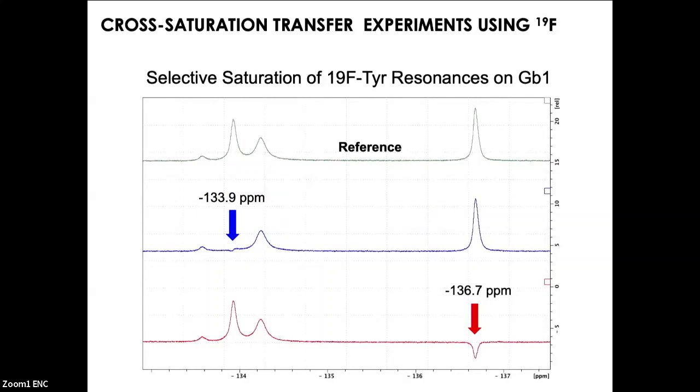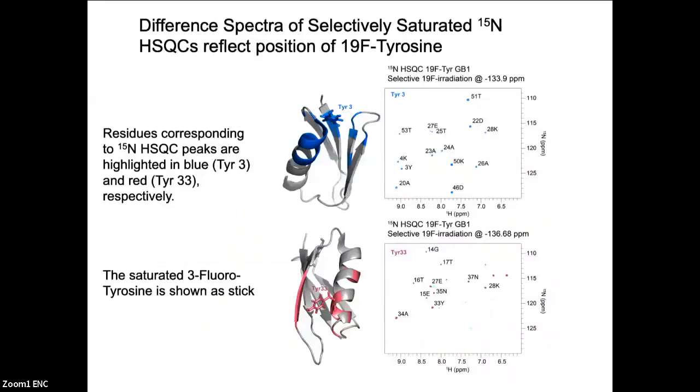In the case where your fluorine resonances are far apart, like you have in GB1, you can selectively saturate one of the fluorine resonances and then record an HSQC on and off resonance. Now you'll get these beautiful peaks. When you saturate the resonance corresponding to tyrosine 3, these peaks light up. What I'm showing you is a different spectrum with on and off resonance saturation. When you saturate a different resonance, you get a different peak, and that helps you assign them.